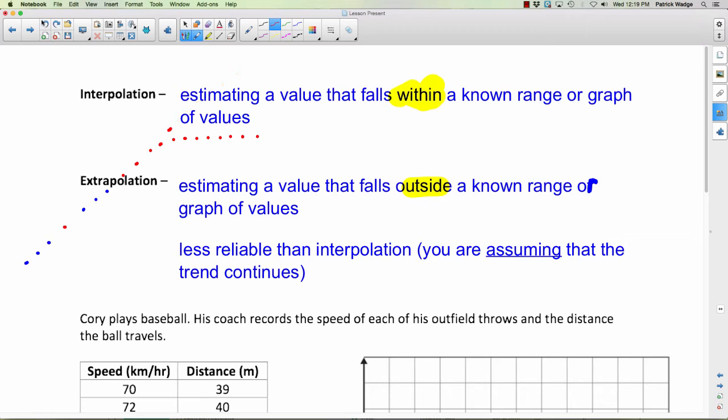So extrapolation is a guess, so is interpolation, but interpolation is more reliable because it's between data points we already know. If you go outside the data points, like extrapolation, either up here or down here, then you're taking a risk that the trend might not actually continue beyond the extremes you already know.